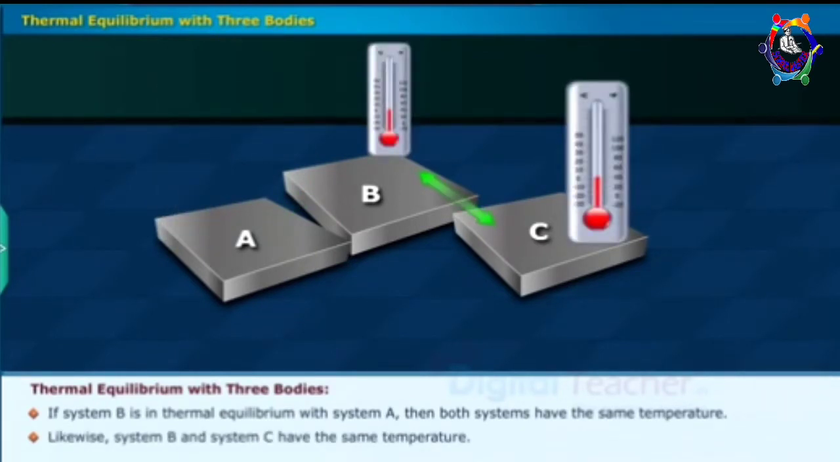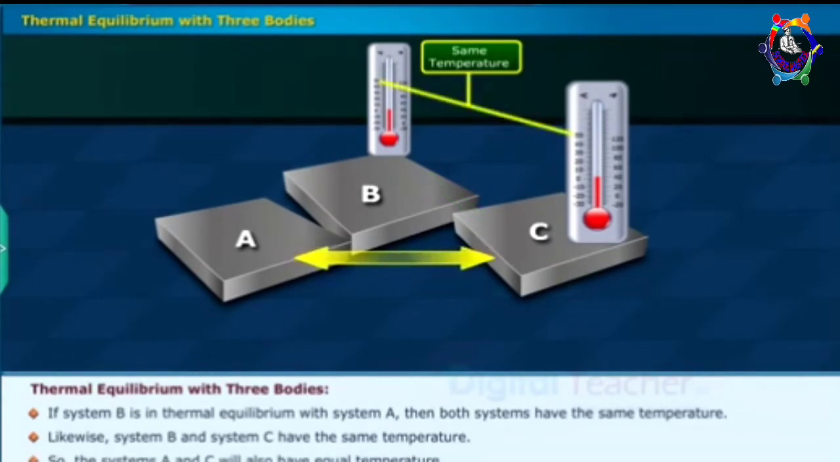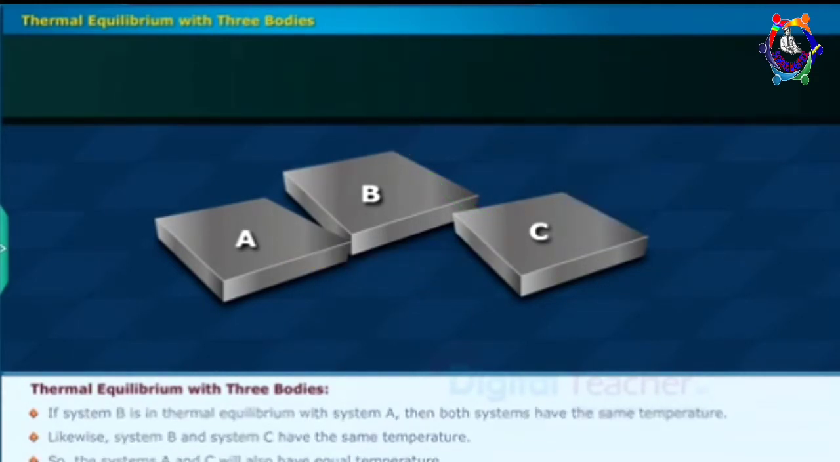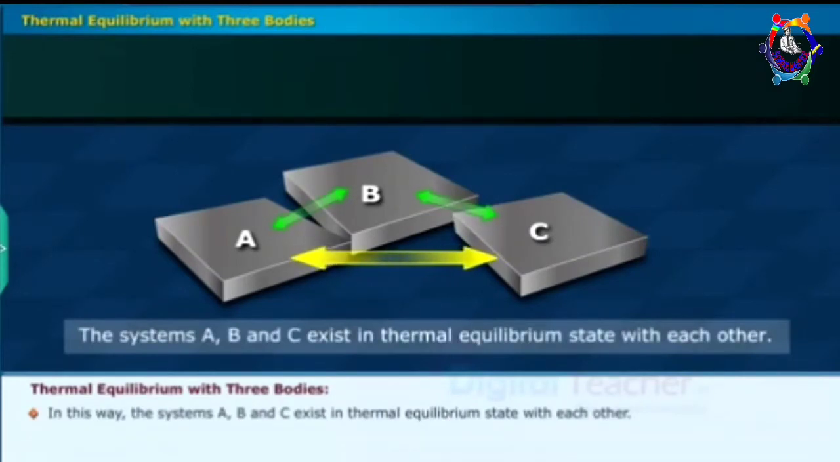Likewise, system B and system C have the same temperature. So the systems A and C will also have equal temperature. In this way, the systems A, B and C exist in thermal equilibrium state with each other.